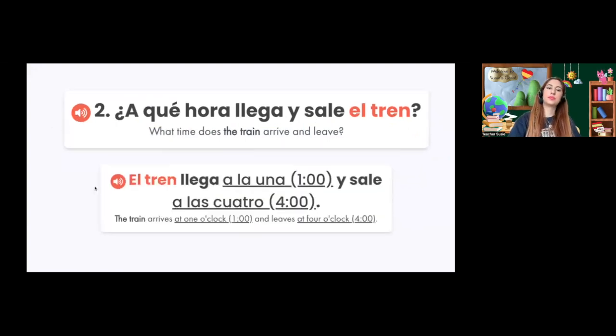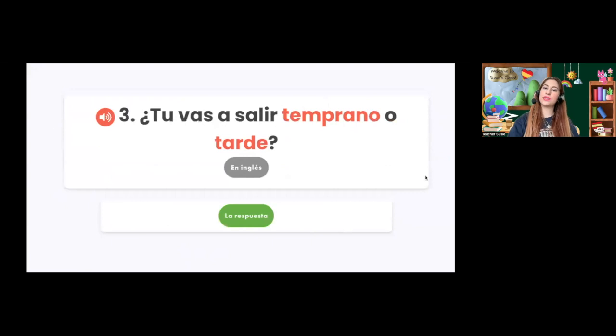El tren llega a la 1 y sale a las 4. Llega a la 1 y sale a las 4. What does that mean? Tell me in the comments. That's your homework. El tren llega a la 1 y sale a las 4. Don't read the translation and try to understand what that means. Second question.